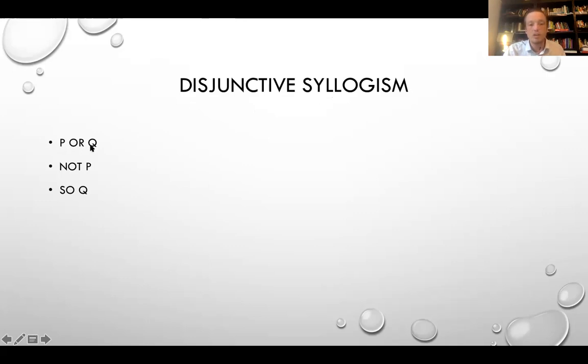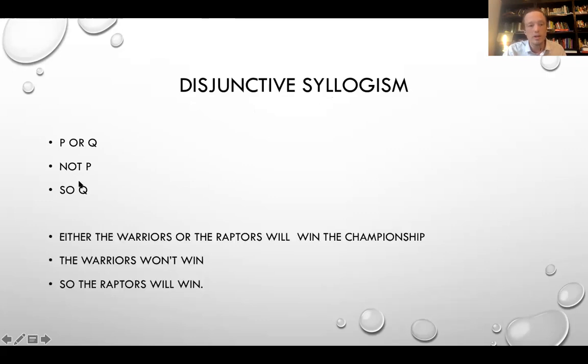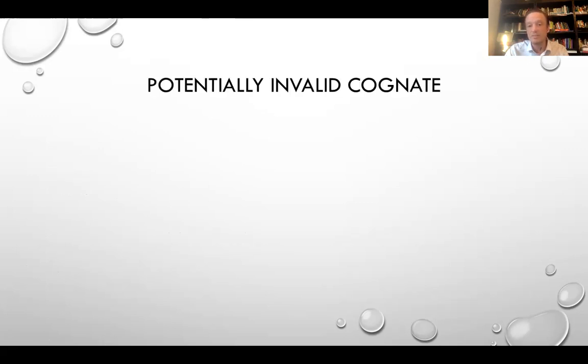So you've got P or Q. Well, not P, so Q. Okay, right? So either the Warriors or the Raptors will win the championship. The Warriors won't win, so the Raptors will win. Okay, so notice this is valid, right? Because if it's true that either the Warriors or the Raptors will win the championship, and it's true that the Warriors won't win, then it has to be true that the Raptors will win, right? That's valid. Again, it's not necessarily sound, but it's a valid form of reasoning, right?